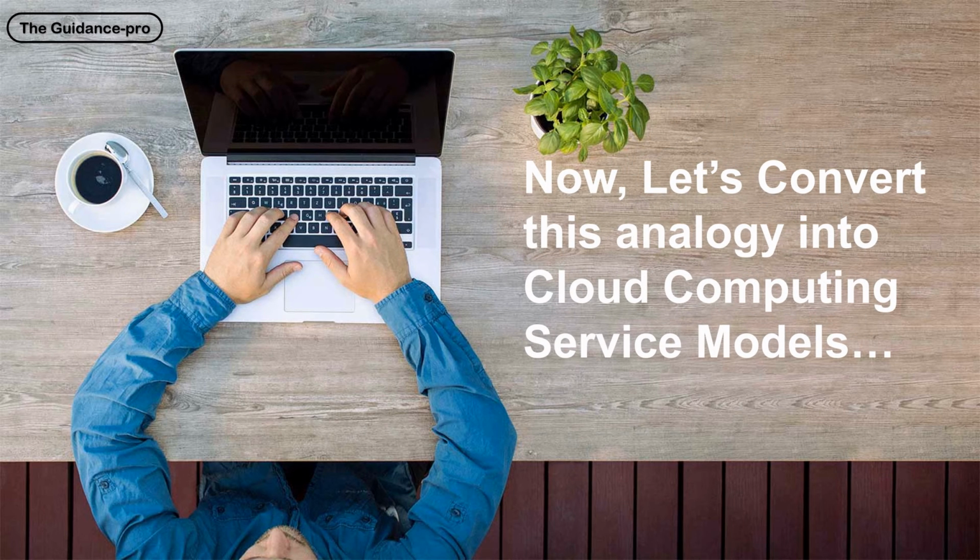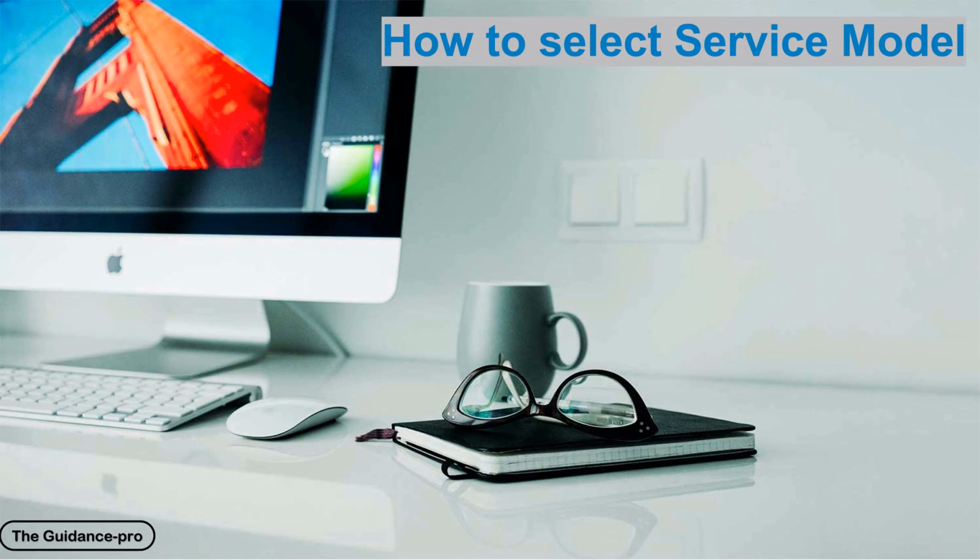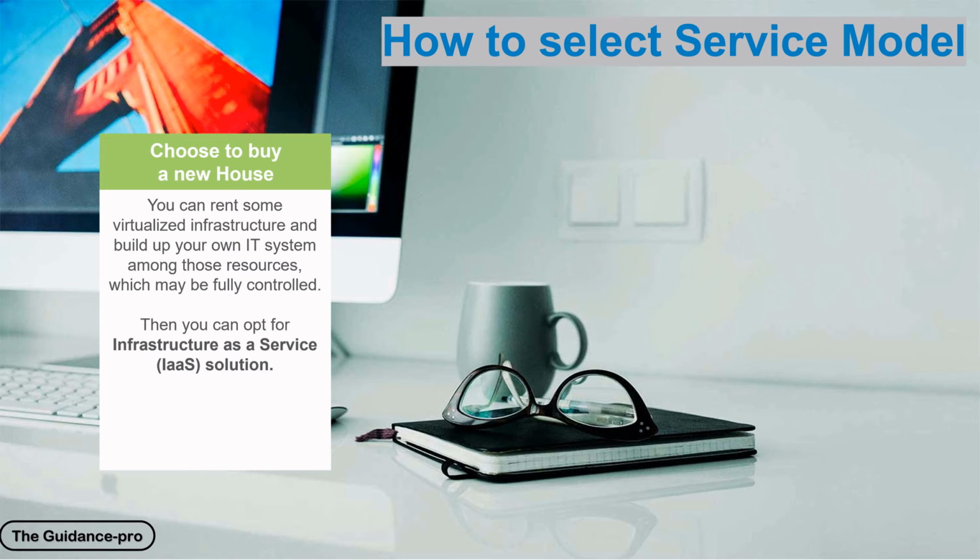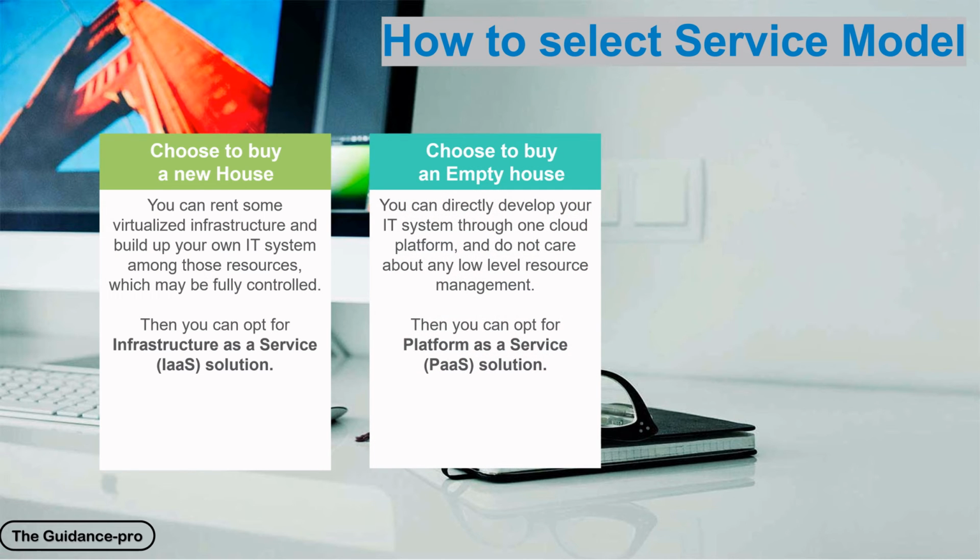Now let's convert these three available options into service model selection criteria. If you choose to build a new house, that indicates you can rent some infrastructure and build up your own IT system among those resources, which may be fully in your control. Then you can opt for an Infrastructure as a Service solution. Whereas if you choose to buy an empty house, that indicates you can directly develop your IT system through one cloud platform and not care about any low-level resource management. In that case, you have to opt for Platform as a Service.